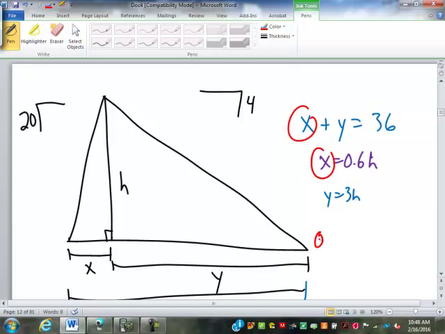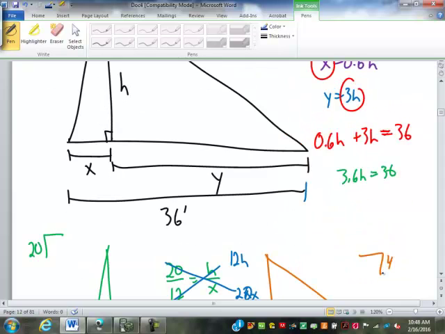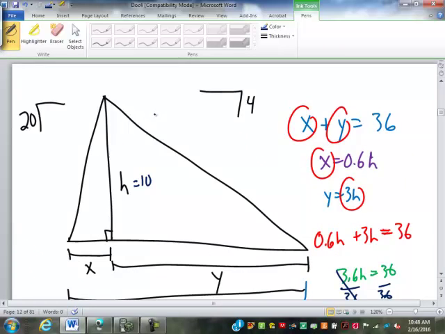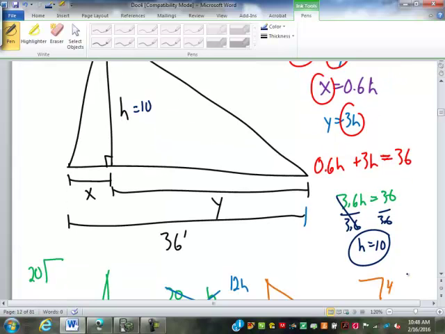Replace x with 0.6h, replace y with 3h, equals 36. 0.6h plus 3h is 3.6h equals 36. And this is going to be a shocker. Divided by 3.6, what's h equal? H equals 10. Because 3.6h equals 36, to figure out what h is, you've got to divide by 3.6.